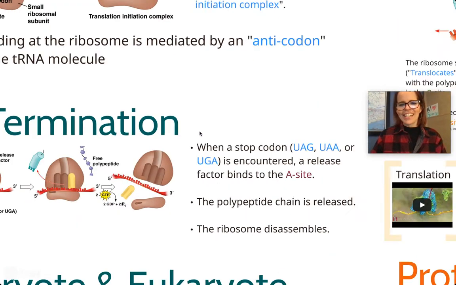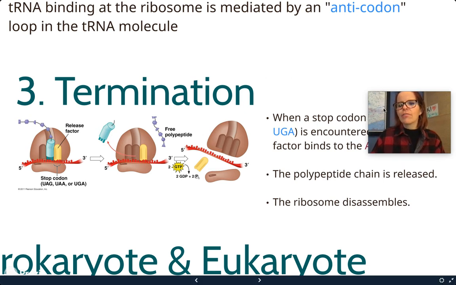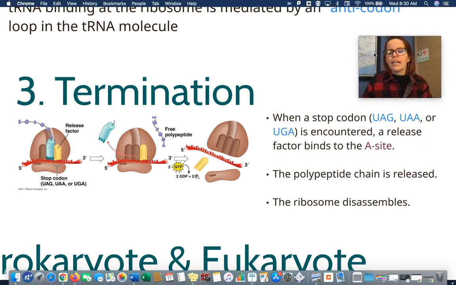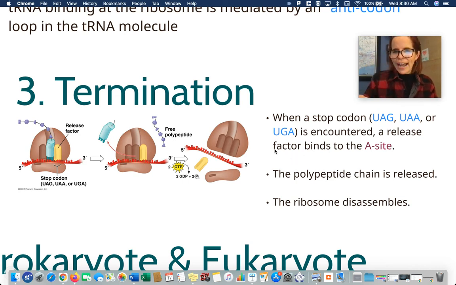That was elongation. And now termination. Just how does this whole process end? All the way at the end of the mRNA, it's going to encounter a stop codon. And there are 3 stop codons, so any of the 3 stop codons will work. A release factor binds to the A site and it triggers the whole thing to come apart. The polypeptide chain is released and the ribosome disassembles. And now we have our protein.